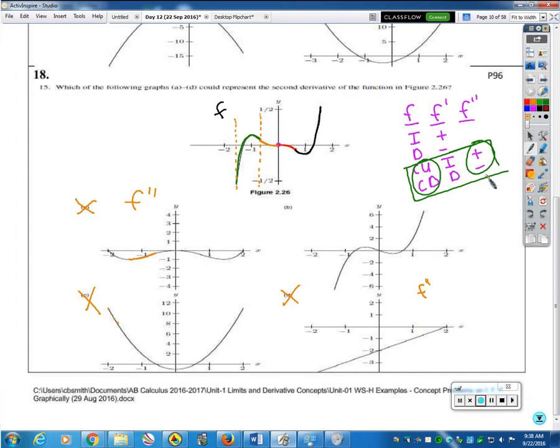I just asked, it's not about this, but should we just always assume that it's the graph for f, unless it tells us otherwise? No, I would never assume. Great question.